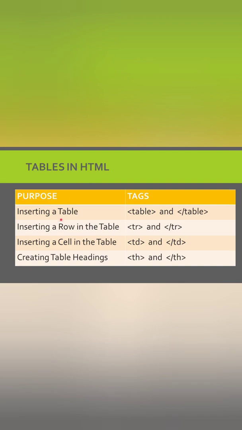For inserting a table, we have to use this table pair of tags. For inserting a row in the table, we have to use this tr pair of tags. For inserting a cell in the table, we have to use td pair of tags. D represents data. And for creating table headings, we have to use th pair of tags, table heading.